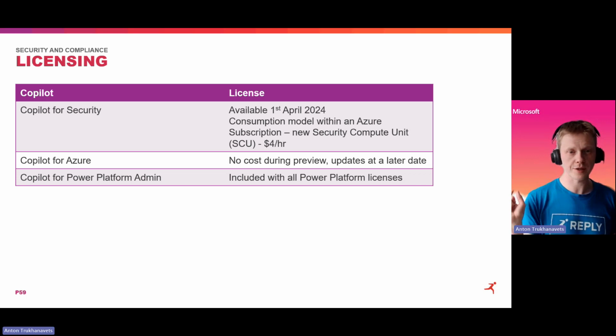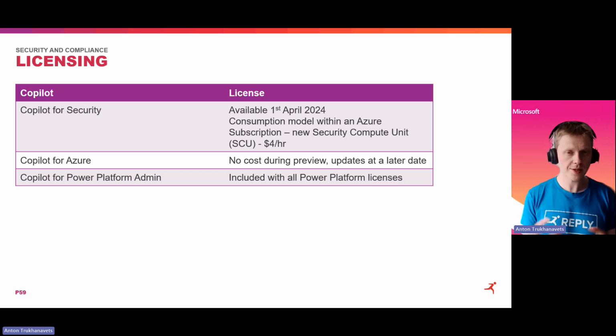So it will be costed at $4 per hour for one security compute unit. It is not very clear today what a security compute unit is. You can compare this to DTUs for databases, but what Microsoft suggests as a beginning is to provision 3 security compute units to start with Copilot for Security.